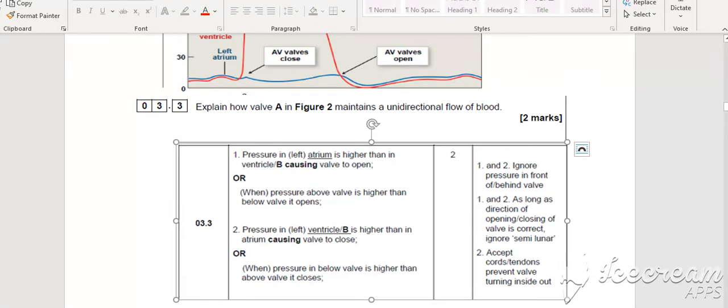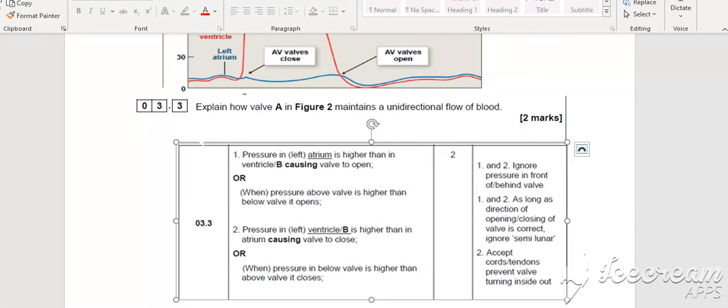For the second marking point, it's talking about when the valve would close. So the valve would close on the opposite side of the diagram. When the pressure in the left ventricle becomes higher than the atrium, then the valve will close in order to prevent backflow. Or when the pressure below the valve is higher than above the valve, it will close.